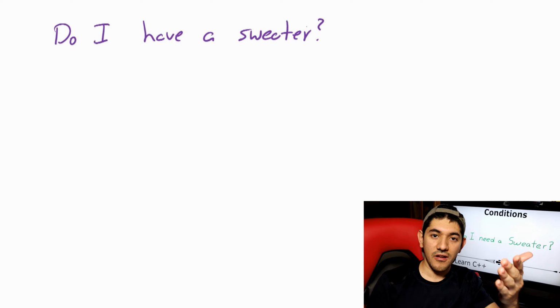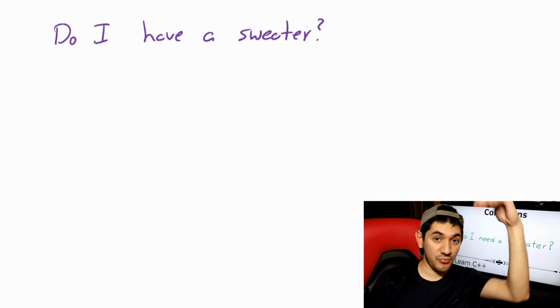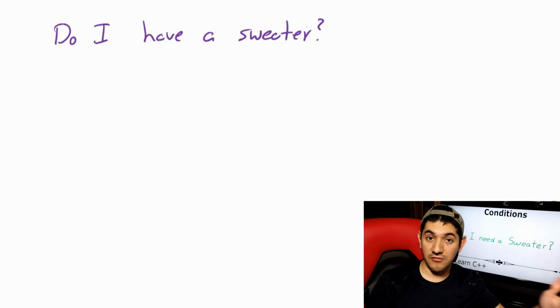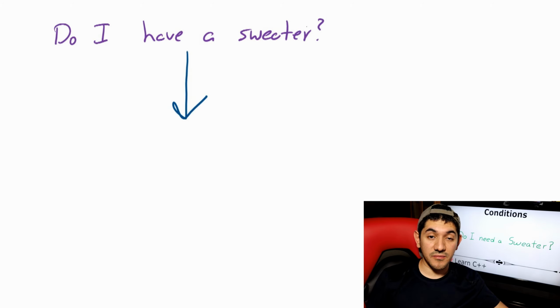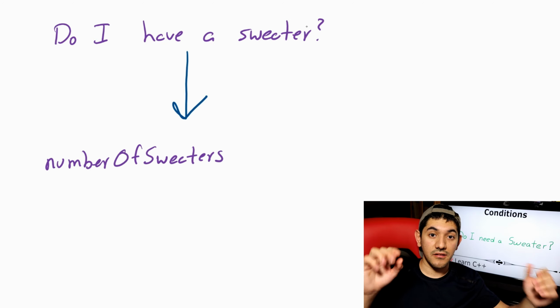How would you formulate, do I have a sweater, by using one of the 6 relational operators? Pause, think about it, try it out, and put it in the comments, and then I'll tell you what it is right now. So it's also very similar, right? You have to compare 2 values. So do I have a sweater could be asked by saying, number of sweaters in my closet greater than 0.